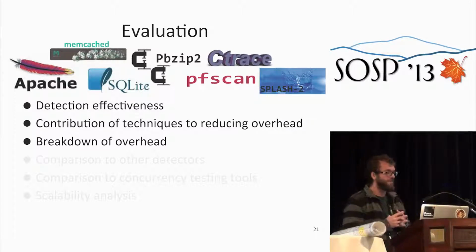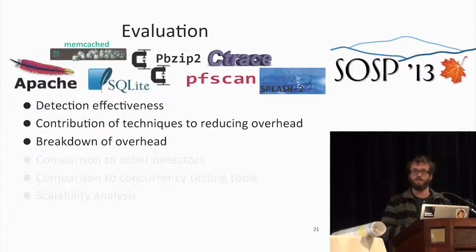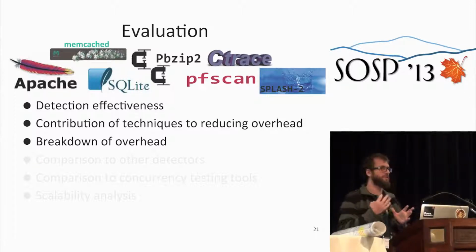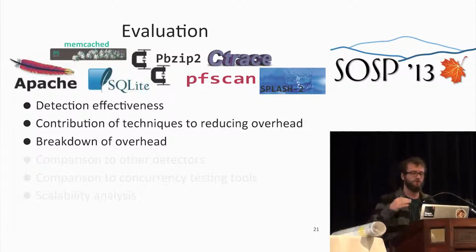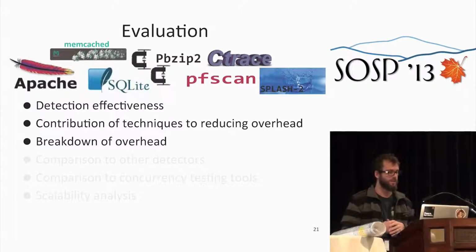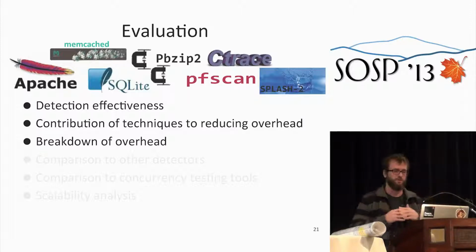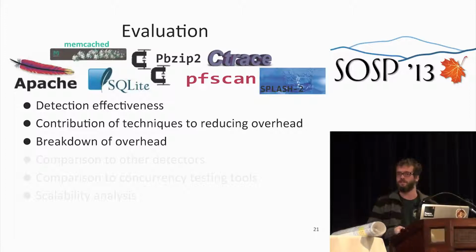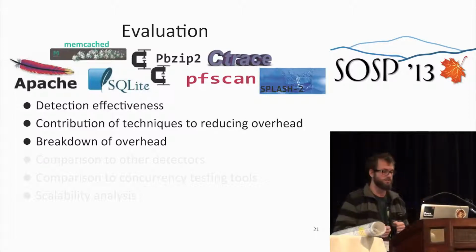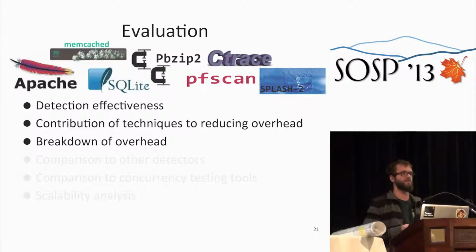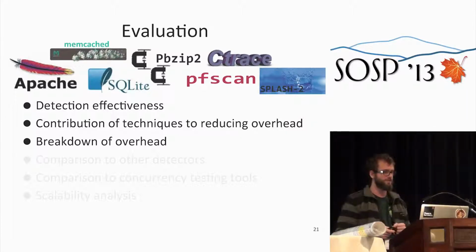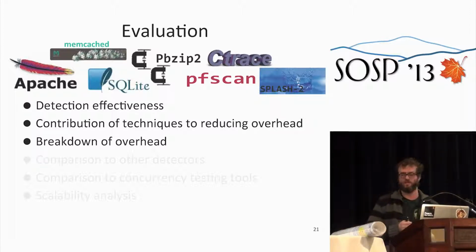We first looked at the effectiveness of data race detection. Then we examined the contribution of various techniques that we used within RaceMob to lowering the overhead of data race detection. Following that, we examined in detail the sources of overhead in RaceMob. We also compared RaceMob to other data race detectors and concurrency testing tools. Finally, we performed the scalability analysis of RaceMob. Today, I only have the time to talk about the first 3 items, and therefore I encourage you to look at our paper to see the rest of the evaluation.